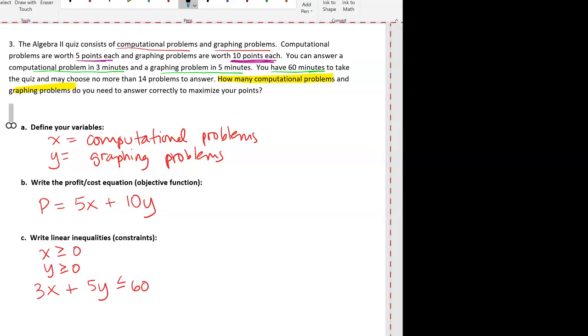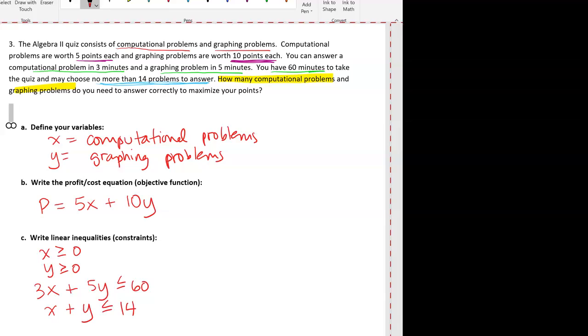And then the final item up here is the 14. So it says you may choose no more than 14 problems to answer. So between the 2, you can answer some computational, some graphing, but you can't go over that 14. So this will just be x plus y less than or equal to 14.